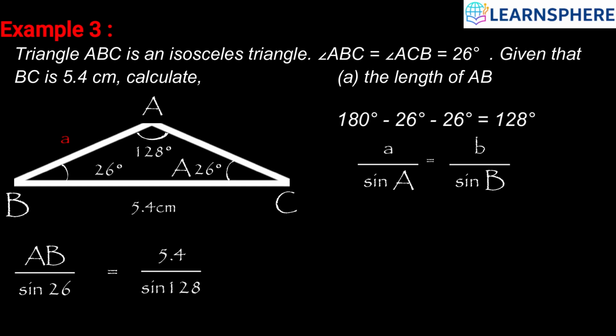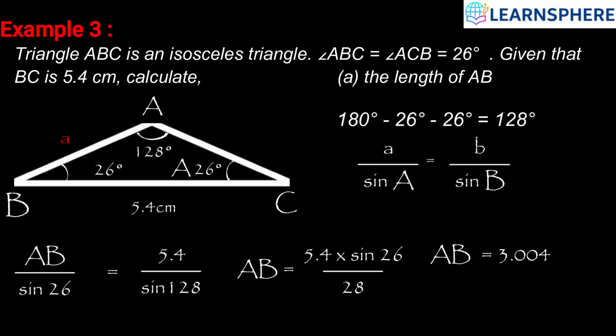Next, to find AB, we can cross multiply sine 26 over to the right-hand side, which gives us AB is equal to 5.4 times sine 26 over sine 128, which can be evaluated to be 3.004 and can be rounded off to 3.00 cm, correct to 3 significant figures as our answer.